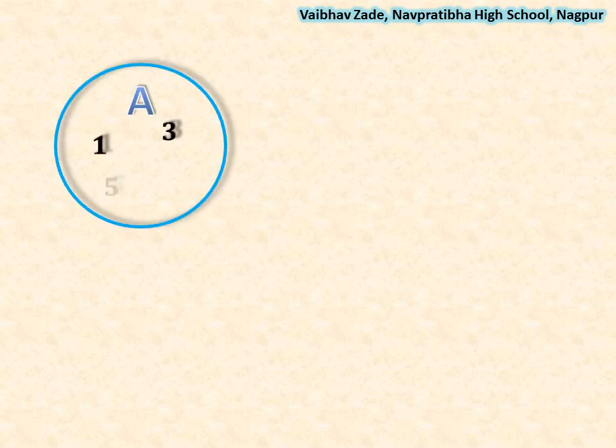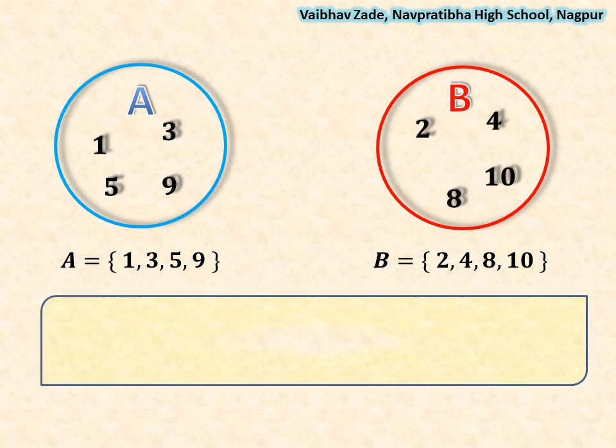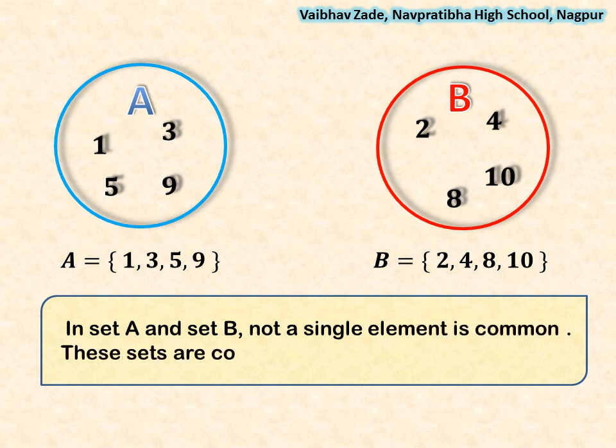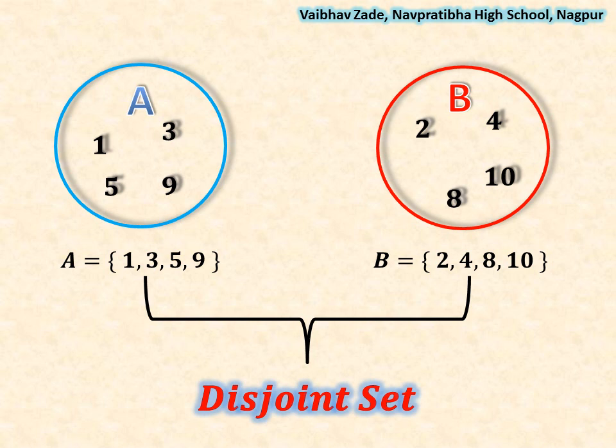Here we have the set A having the elements 1, 3, 5, 9 and set B having the elements 2, 4, 8, 10. If you look at these two sets, we can easily say that there are no common elements between them. So these two sets are completely different from each other, and we call such sets disjoint sets. We say that these two sets are disjoint because not a single element is common to both sets.